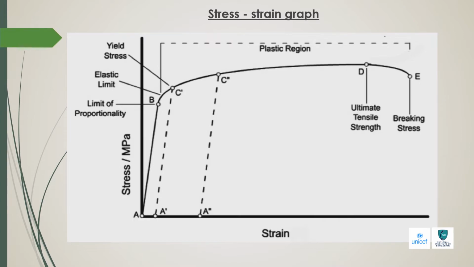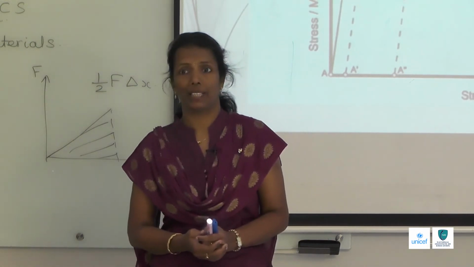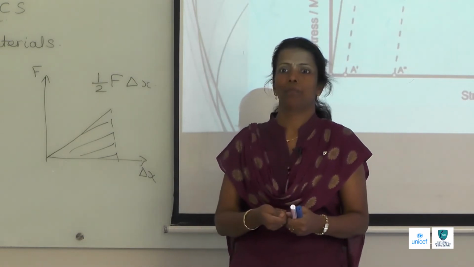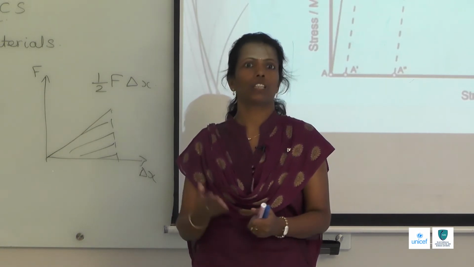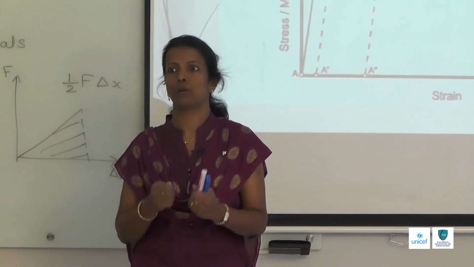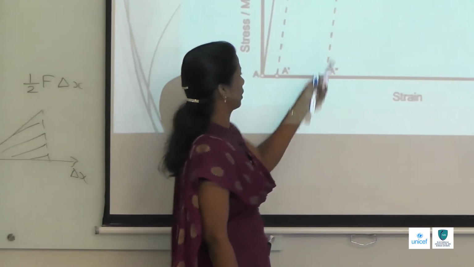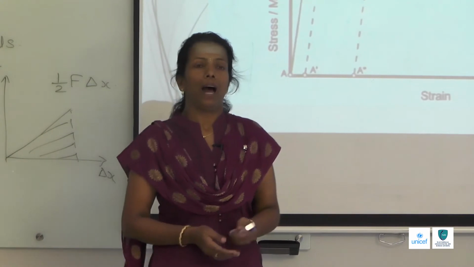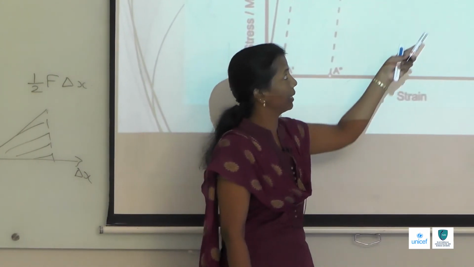So, beyond yield point, when the metal is subjected to stress, it undergoes plastic deformation. So, what is this plastic deformation? The bonds between the atoms are permanently stretched. So, when the forces are removed, it will not regain its original shape and size. It is permanently deformed. You could see from this dotted line, even if the force is removed, the material has some permanent strain.